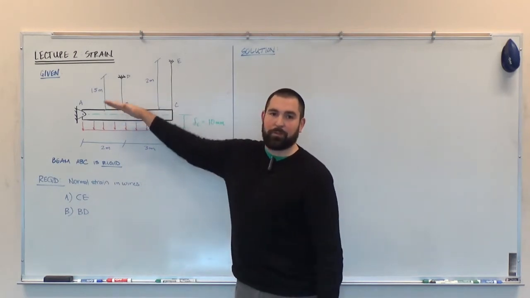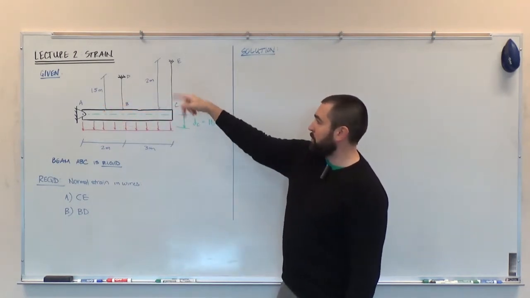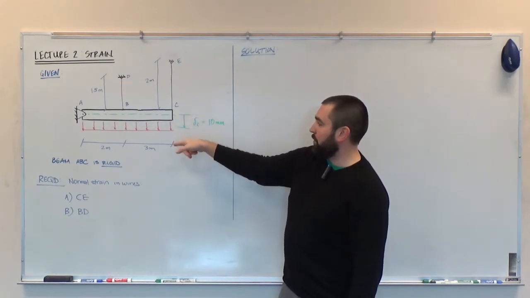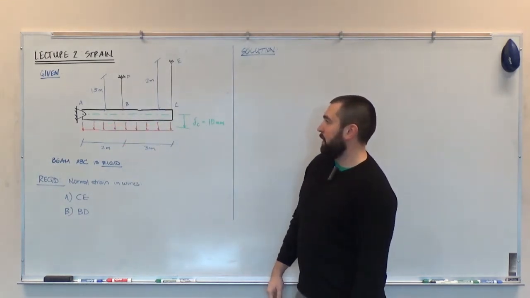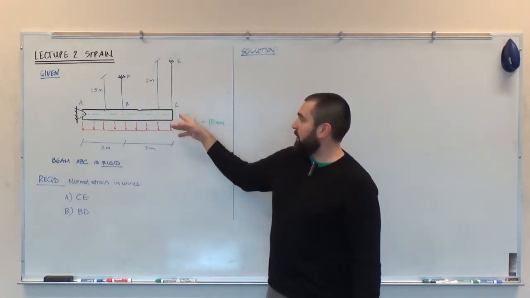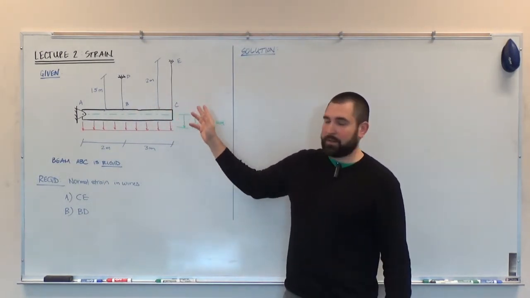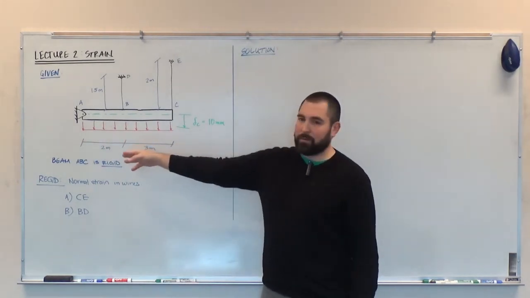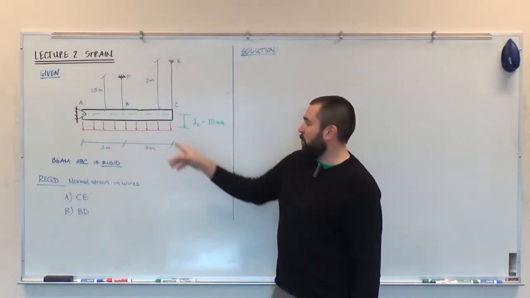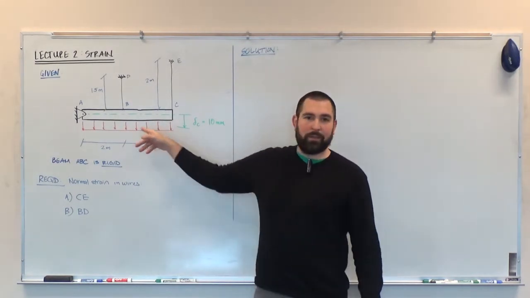Because this beam is rigid, it's free to rotate. These wires will deflect, and point C will deflect, but the beam won't bend. It'll stay straight the entire time. Wires BD and CE are shown to have different lengths. Also, the distances from the pin to point B and to point C are different lengths as well. We're shown that there's a load being applied to this rigid beam.